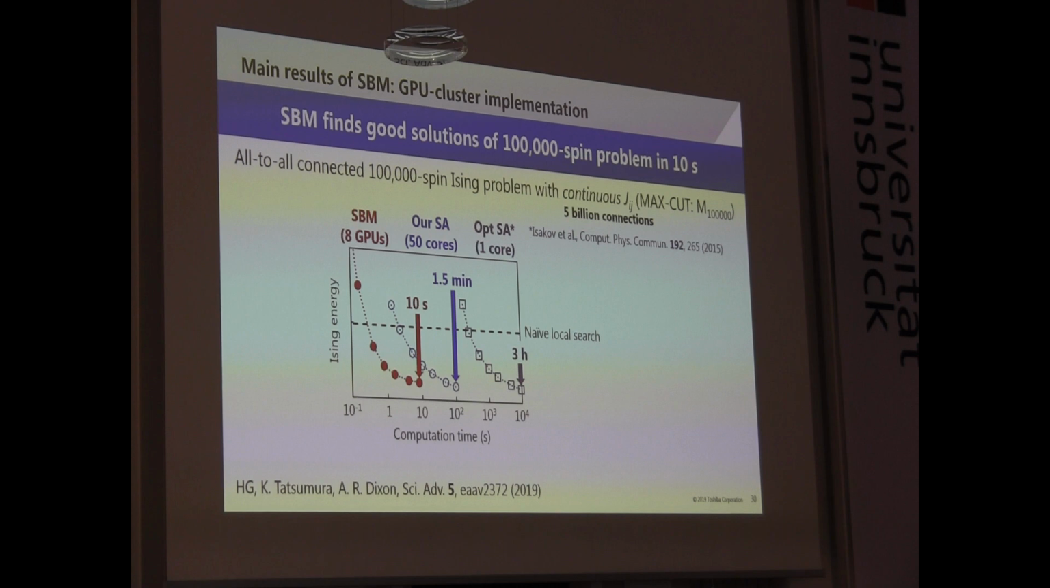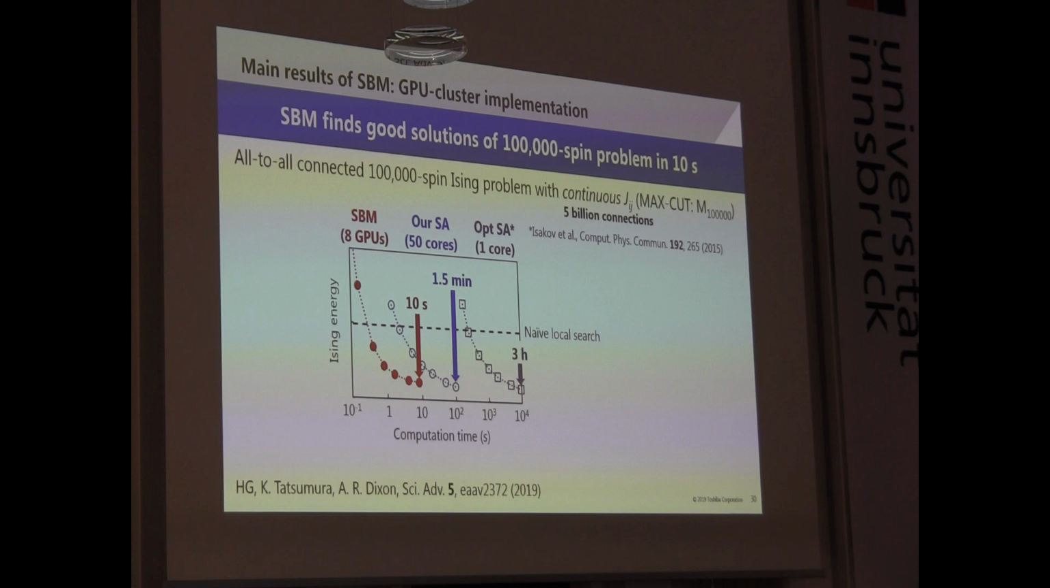Okay, second, we solved an all-to-all connected 100,000 spin Ising problem with continuous Jij. We call this problem M100,000. This problem is very large. In fact, it has 5 billion connections. If we solve this large problem by using so-called optimized SA software provided by this famous paper, and we use a single CPU core, then we need about 3 hours to get to this solution.